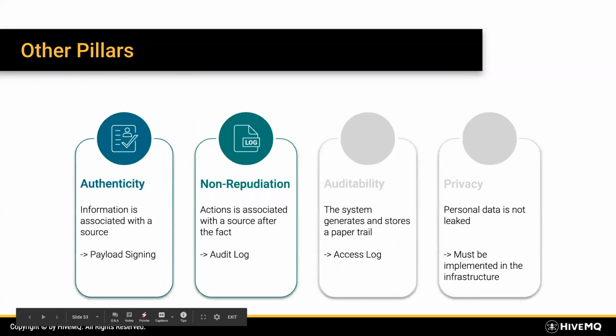Finally, we have to look at the other pillars. The other pillars are highly use case specific, and we will not go into depth about them now. Just for mentioning them, authenticity. Information is associated with the source. This can be achieved in MQTT through payload signing, for example. So you deploy a private key on your devices, and they sign the payload before they publish it. So you can associate this piece of information with the sending client.